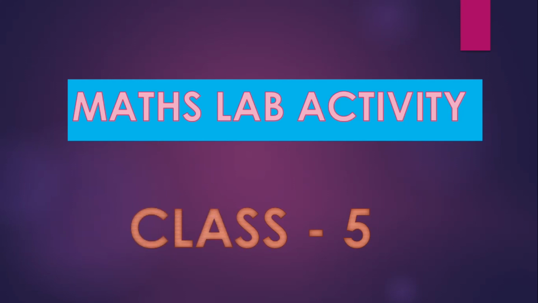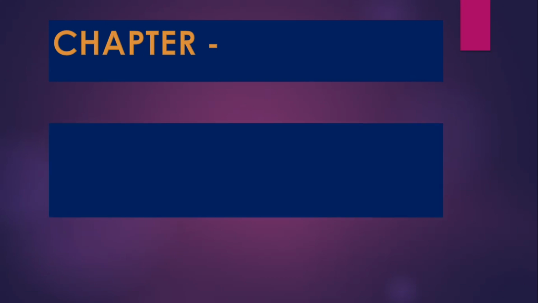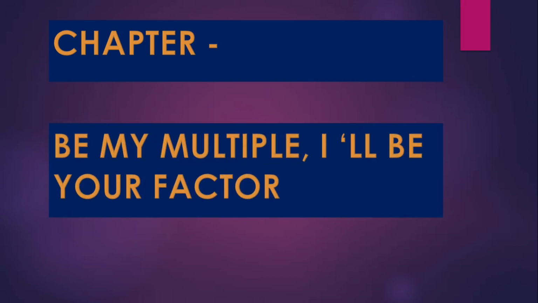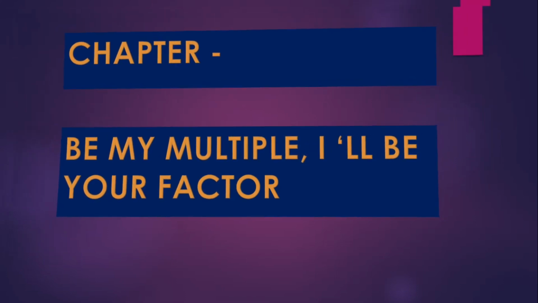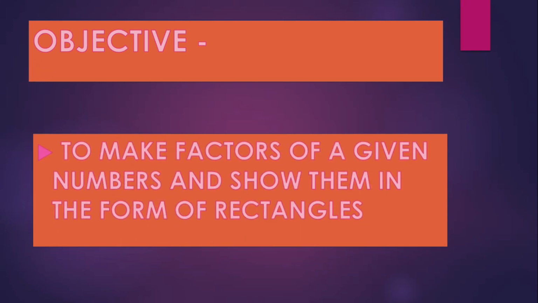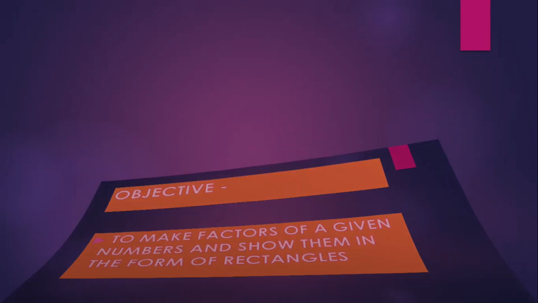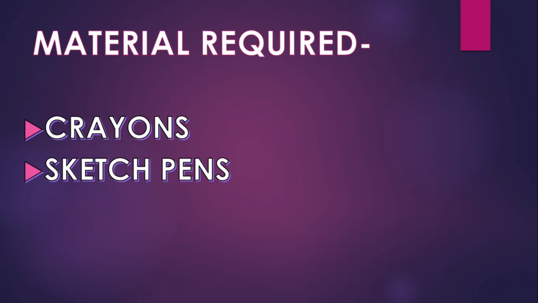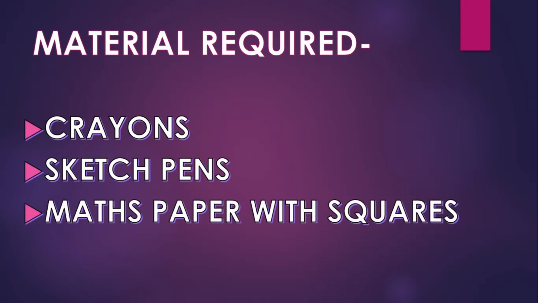In today's class we are going to do a special activity, and the activity is based on your chapter "Be My Multiple, I'll Be Your Factor." So the objective of this activity is to make factors of a given number and show them in the form of rectangles. The material required is crayons, sketch pens and math paper with squares.